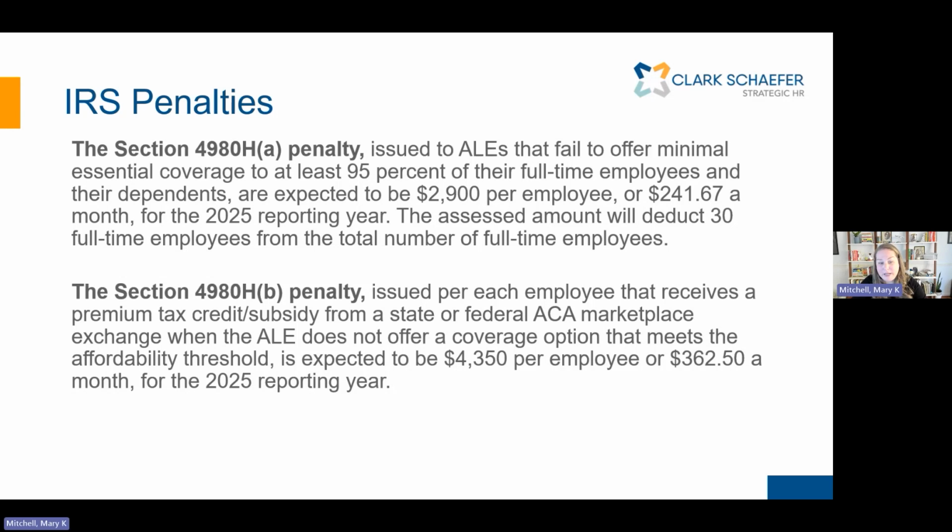The second penalty type is the 4980HB penalty, and this is the one that I actually see most often. This is issued per each employee that receives a premium tax credit or subsidy from a state or federal ACA marketplace exchange when the ALE does not offer a coverage option that meets the affordability threshold. It is expected to be $4,350 per employee, or $362.50 a month for the 2025 reporting year. This one's definitely more expensive.